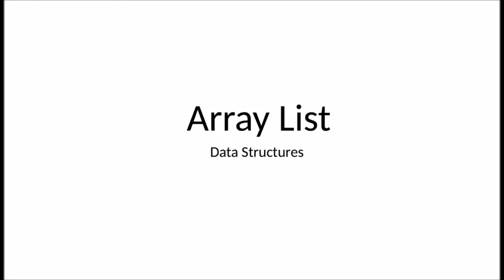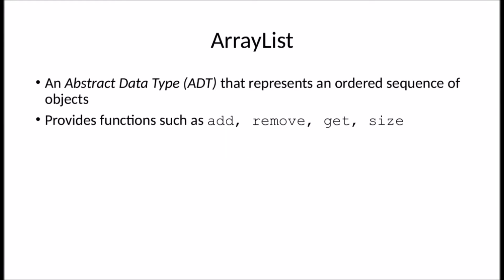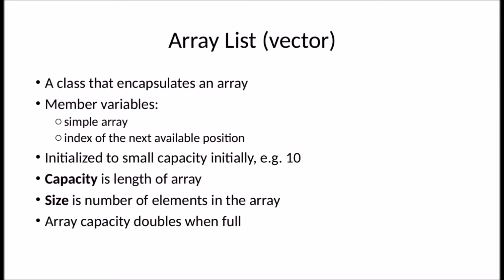Hi guys, in this video I'll cover the ArrayList data structure. An ArrayList is an abstract data type that represents an ordered sequence of objects. It provides functions such as adding, removing, or getting an element, and a size function that returns the number of elements in the array. Now in C++, an ArrayList is sometimes referred to as vector. That's because C++ provides a vector class that implements the ArrayList abstract data type.